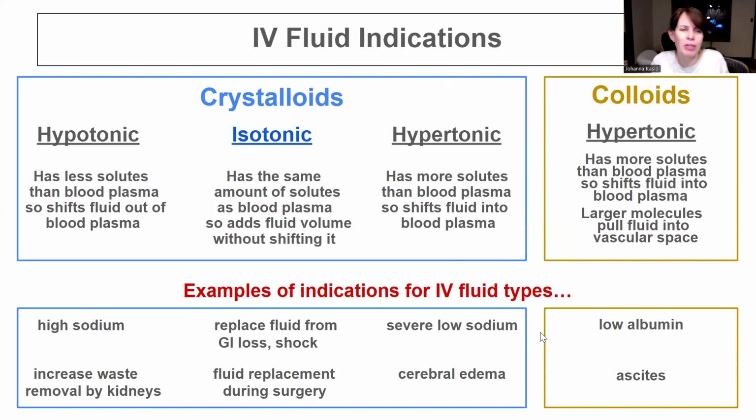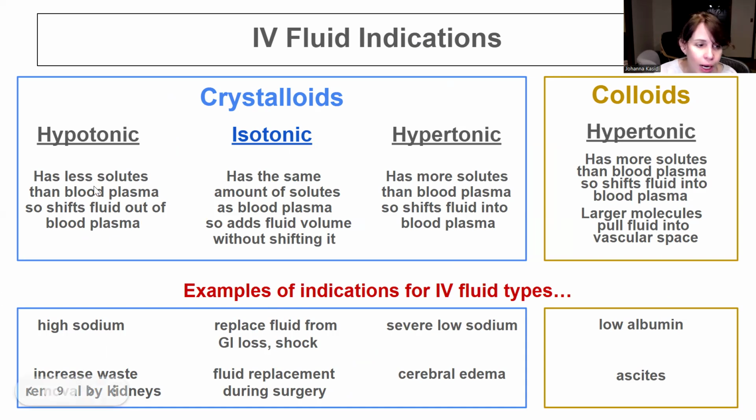Okay, so that's the fluid. So what does that mean? Why would I give somebody an isotonic fluid? So somebody who just needs fluid, I don't need to shift their fluid into different spaces. I just need to give them extra fluid because they're dehydrated, they've lost fluid through vomiting or diarrhea, or they've just lost fluid through shock, and I need to give them volume. So that's when I would give them an isotonic fluid. Also, for fluid replacement during surgery, they give isotonic fluids.